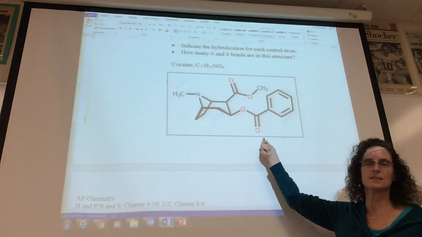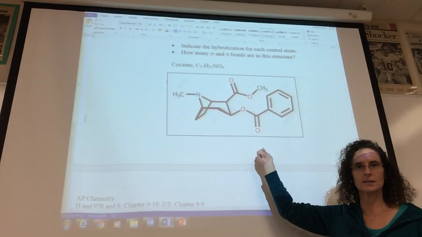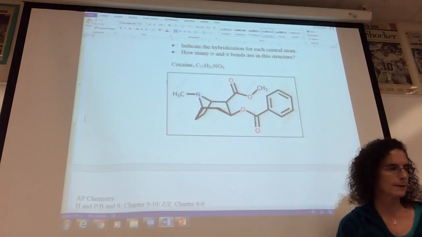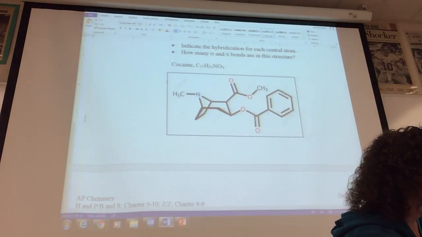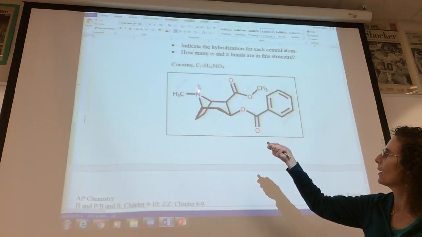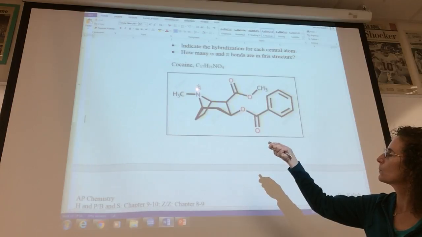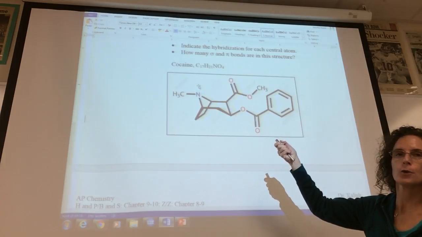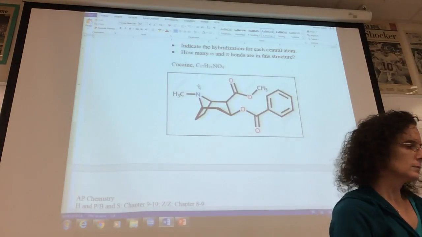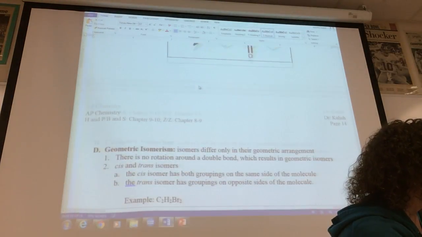So you may see an intimidating structure. Don't let it intimidate you. Very straightforward questions, okay? And then on the end right here, there'd be a lone pair. So that would be sp3 or sp2? sp3. And that shape would be 3 things attached, 1 lone pair. Trigonal pyramidal. And that's all she wrote.